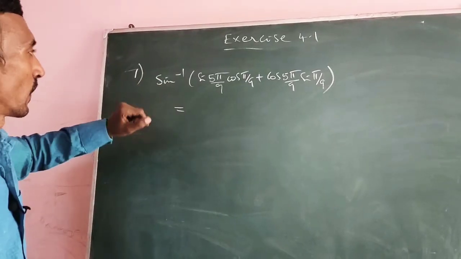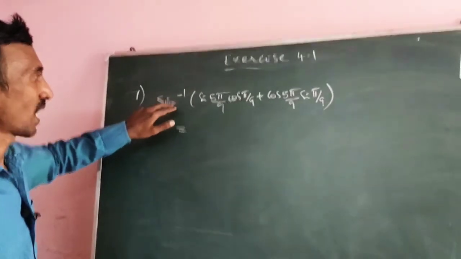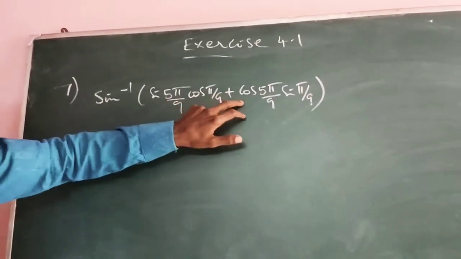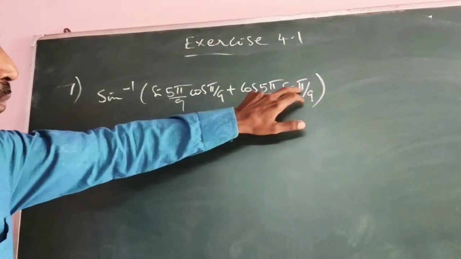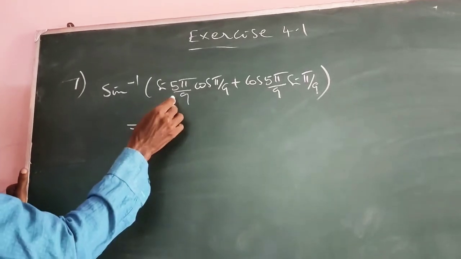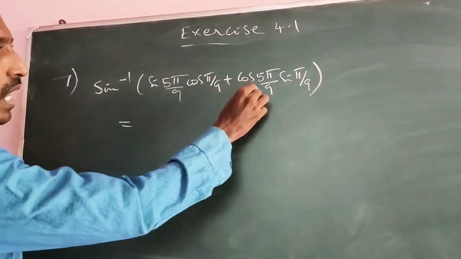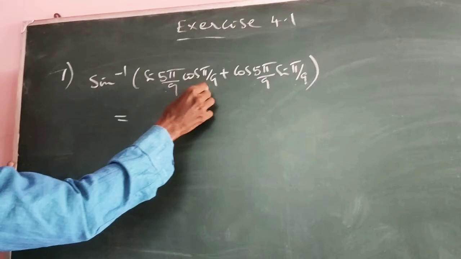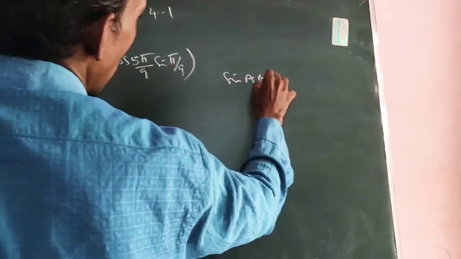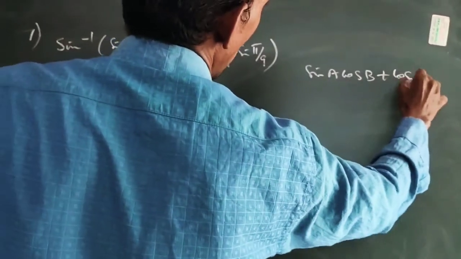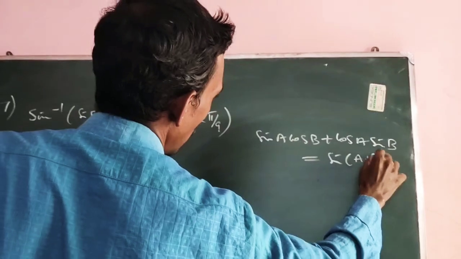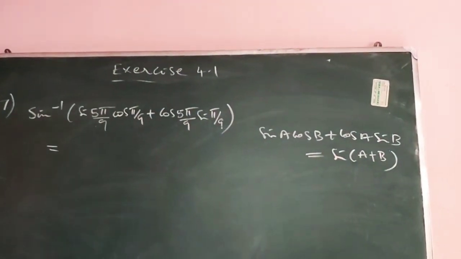Question 7 in exercise 4.1: find the value of sine inverse of (sine pi by 9 into cos pi by 9 plus cos 5 pi by 9 into sine pi by 9). Look at the value inside the bracket. It is of the form sin a cos b plus cos a sin b, which is nothing but sine of (a plus b). So use that formula.